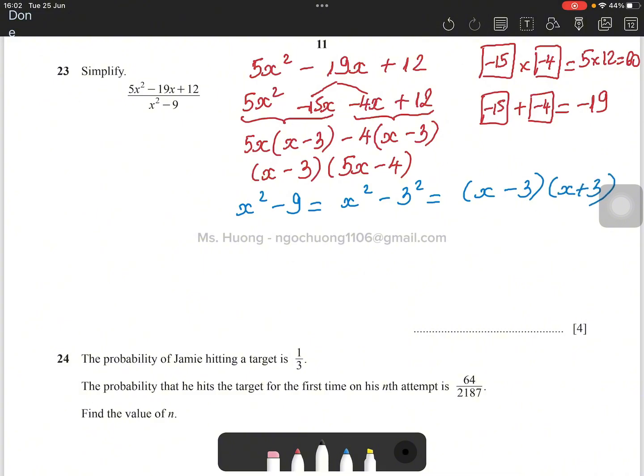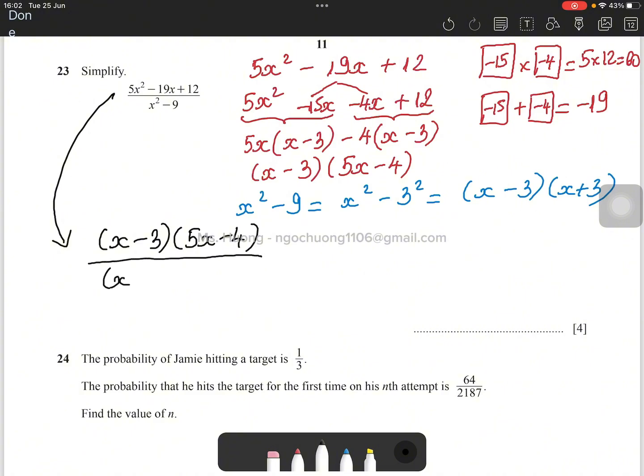And now, this expression can be written as x minus 3 times 5x minus 4. This is the top expression. And the bottom is x minus 3 times x plus 3. And now we can cancel x minus 3. So we only have 5x minus 4 over x plus 3.